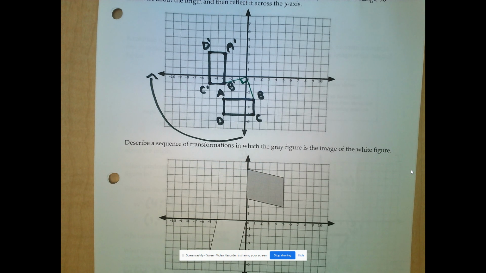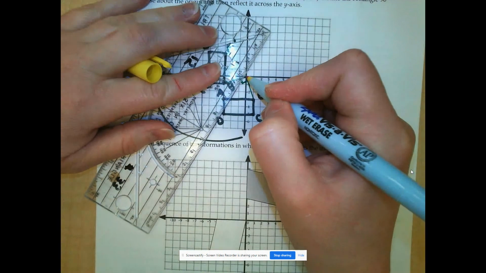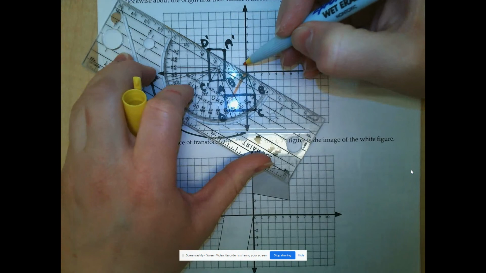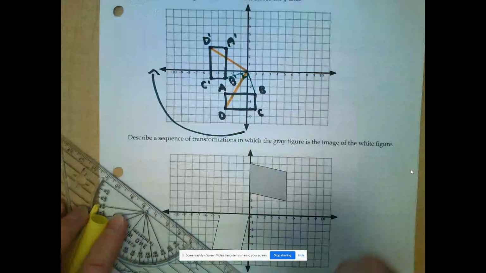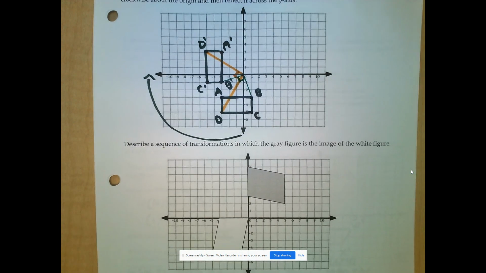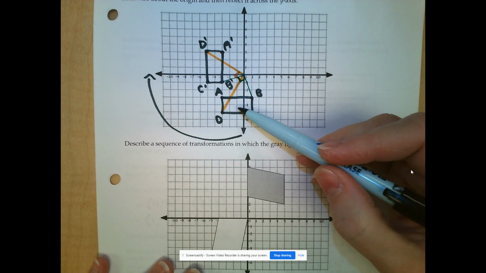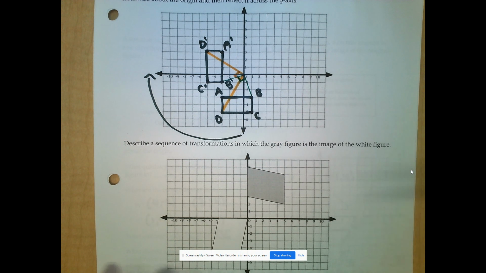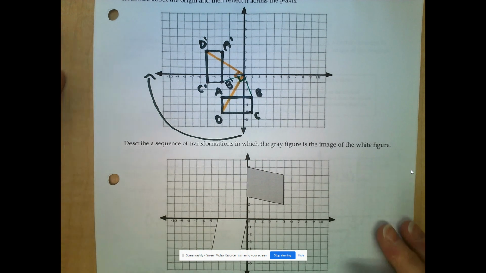So super cool concept here. If I do the same thing with, say, D, so if I go from the origin to D, and then I also go from the origin to D prime, I also get a 90-degree angle, and I get those two yellow segments that are the same length. So everything stayed the same distance away from the origin. When I rotated 90 degrees, each individual point rotated 90 degrees, and my shape stayed the same size, and they're both the same rectangle, so they stayed congruent.